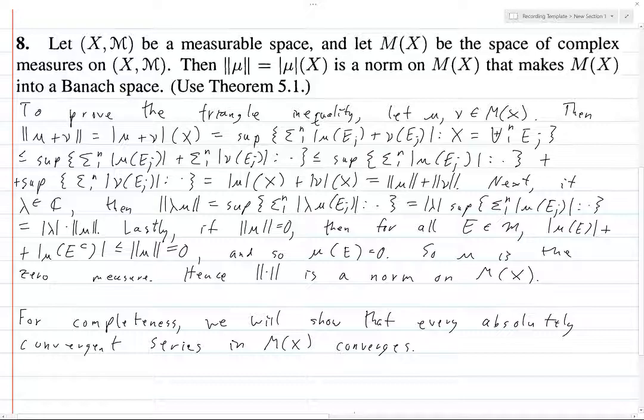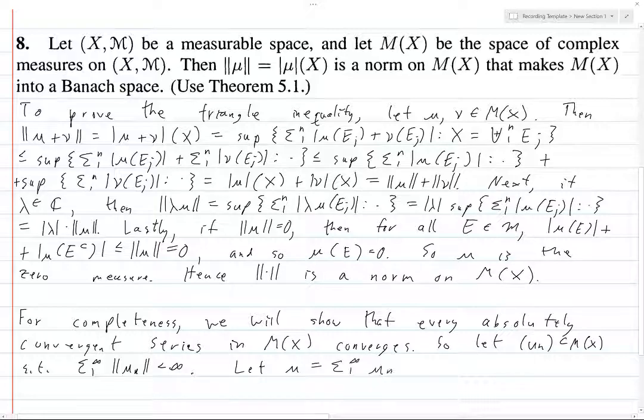So anyways, let μ_n be a subset of this. So this is some sequence in Mx such that the sum converges absolutely. So the sum from 1 to infinity of the absolute values, or the norms, is finite. So now let μ equal the sum from 1 to infinity of μ_n.